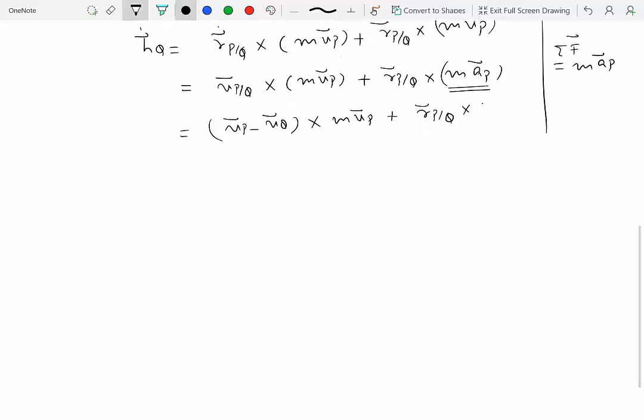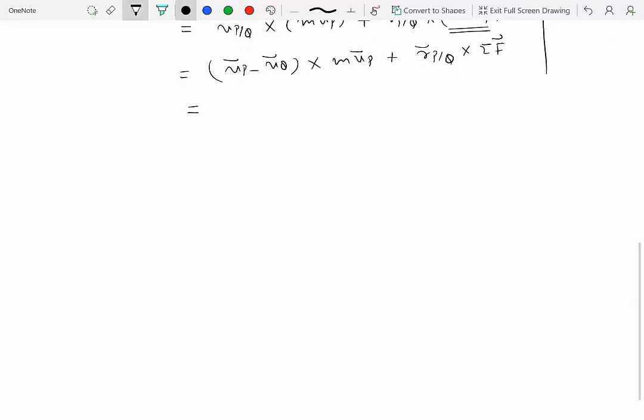So we can write this as simply sigma f, the sum of all the forces acting on the particle. Okay, so we have vp cross mvp, which would be 0. So we have minus vq cross mvp plus this quantity r of p with respect to q cross sigma f.